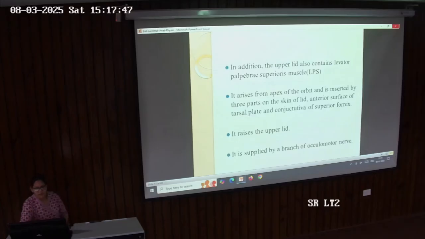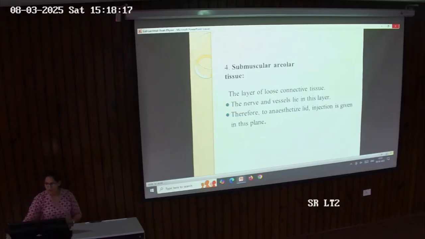In addition, there is one more muscle in the upper lid which is known as levator palpebrae superioris muscle (LPS). It arises from the apex of the orbit and is inserted by three parts. One part is on the skin of the lid, second part is over the anterior surface of the tarsal plate, and third part over the conjunctiva of the superior fornix. And the function of LPS is elevation. It raises the upper lid, and it is supplied by the branch of oculomotor nerve.